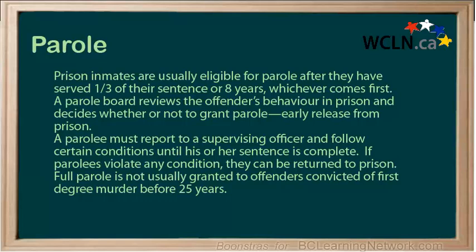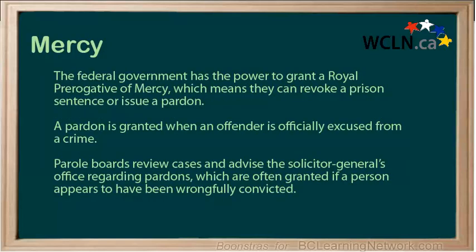Prison inmates are usually eligible for parole after they have served 1/3 of their sentence, or 8 years, whichever comes first. A parole board reviews the offender's behavior in prison and decides whether or not to grant parole, that is, early release from prison. A parolee must report to a supervising officer and follow certain conditions until his or her sentence is complete. If a parolee violates any condition, they can be returned to prison. Full parole is not usually granted to offenders convicted of first-degree murder before 25 years.